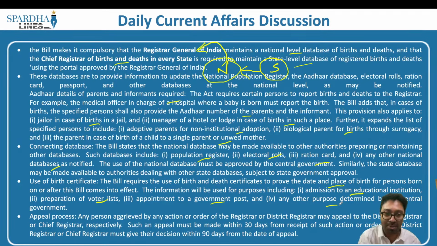Appeal process. Any person aggrieved by the action or order of the registrar or district registrar may appeal to the district registrar or chief registrar respectively. Such an appeal must be made within 30 days from receipt of such action or order. The district registrar or chief registrar must give their decision within 90 days from the date of appeal. These are some of the important provisions.